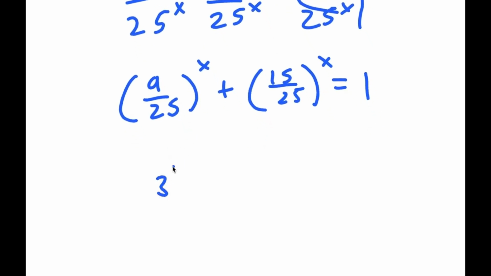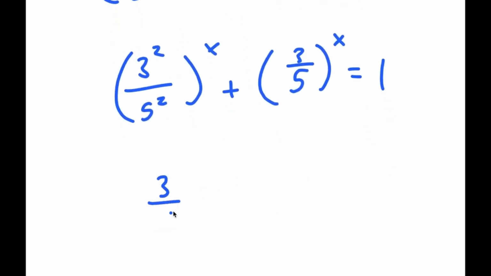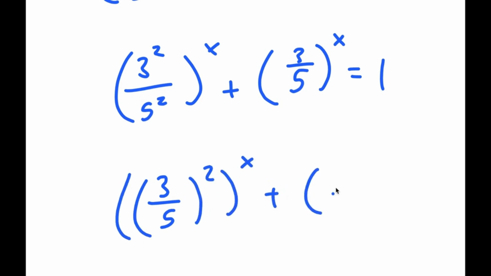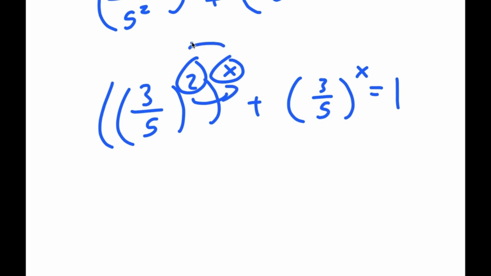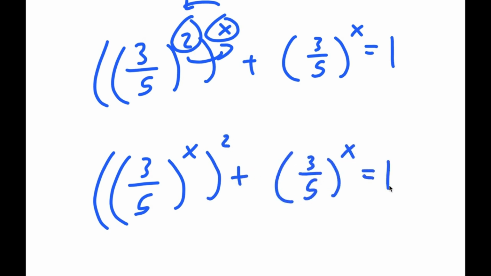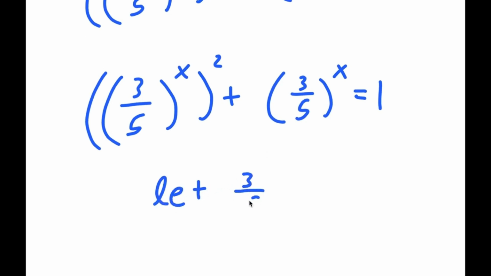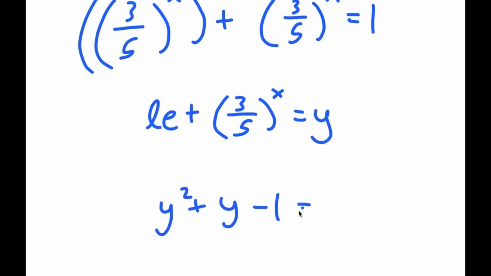Now 9 over 25 I can rewrite as 3 squared over 5 squared. And 15 over 25 is the same thing as 3 over 5. So 3 squared over 5 squared is the same thing as 3 over 5, squared. And now I have this to the power of x plus 3 over 5 to the power of x is equal to 1. Now I can actually swap the places of these. So I get 3 over 5 to the power of x, to the power of 2, plus 3 over 5 to the power of x is equal to 1. From here, I'm going to let 3 over 5 to the power of x equal the variable y. So now I have y squared plus y minus 1 equals 0.